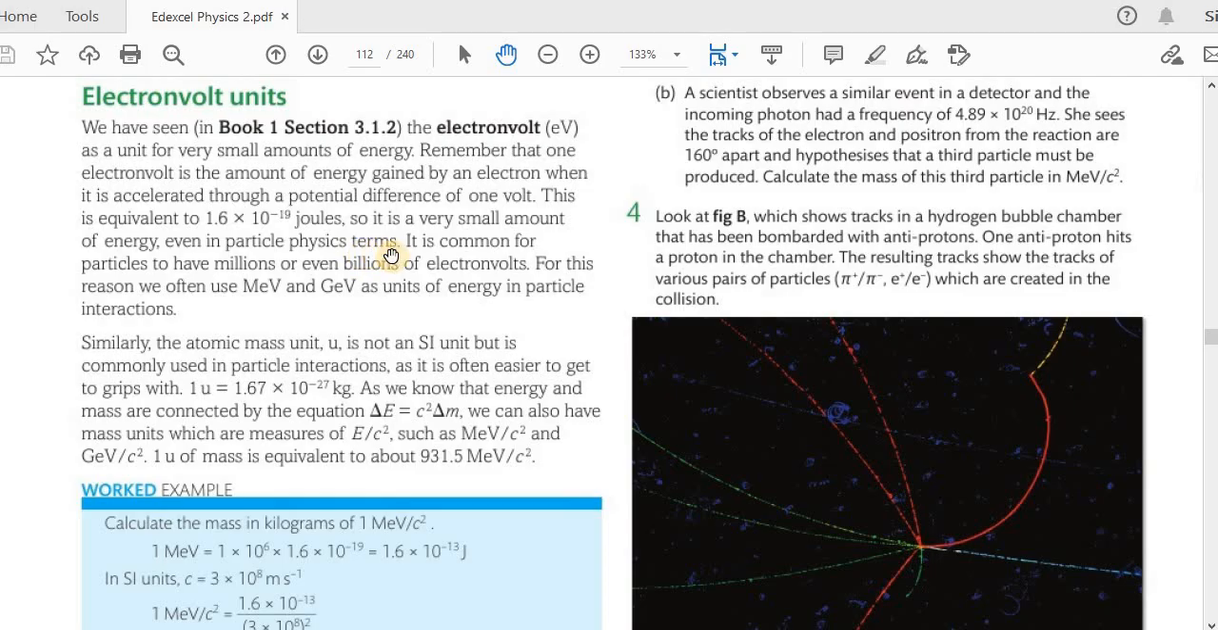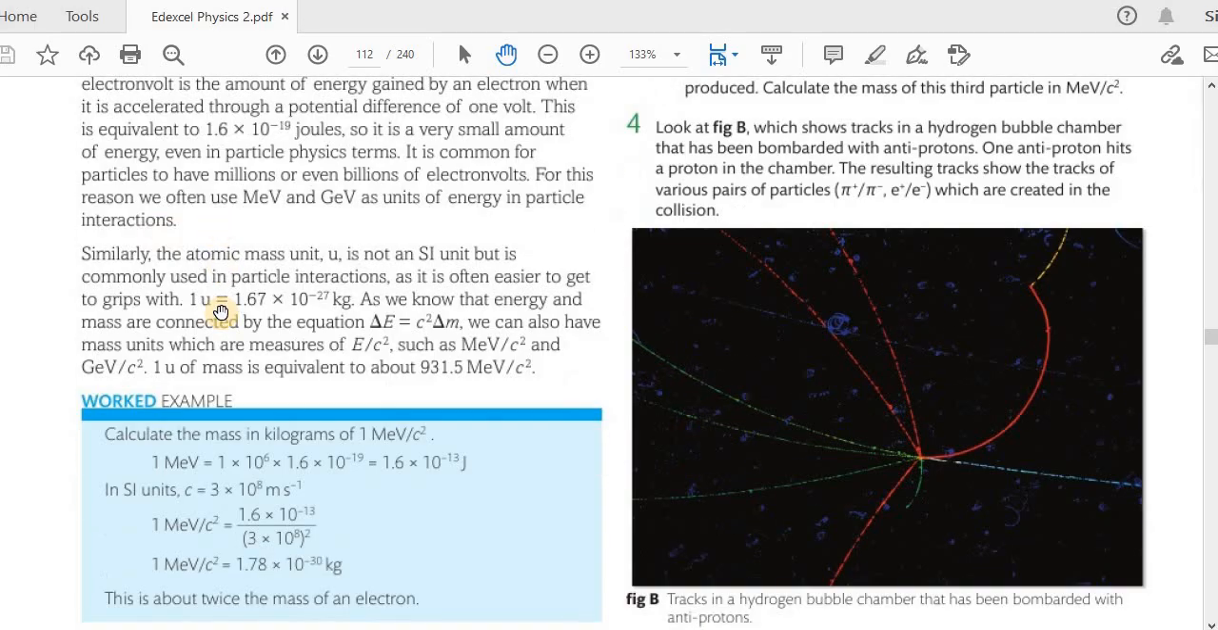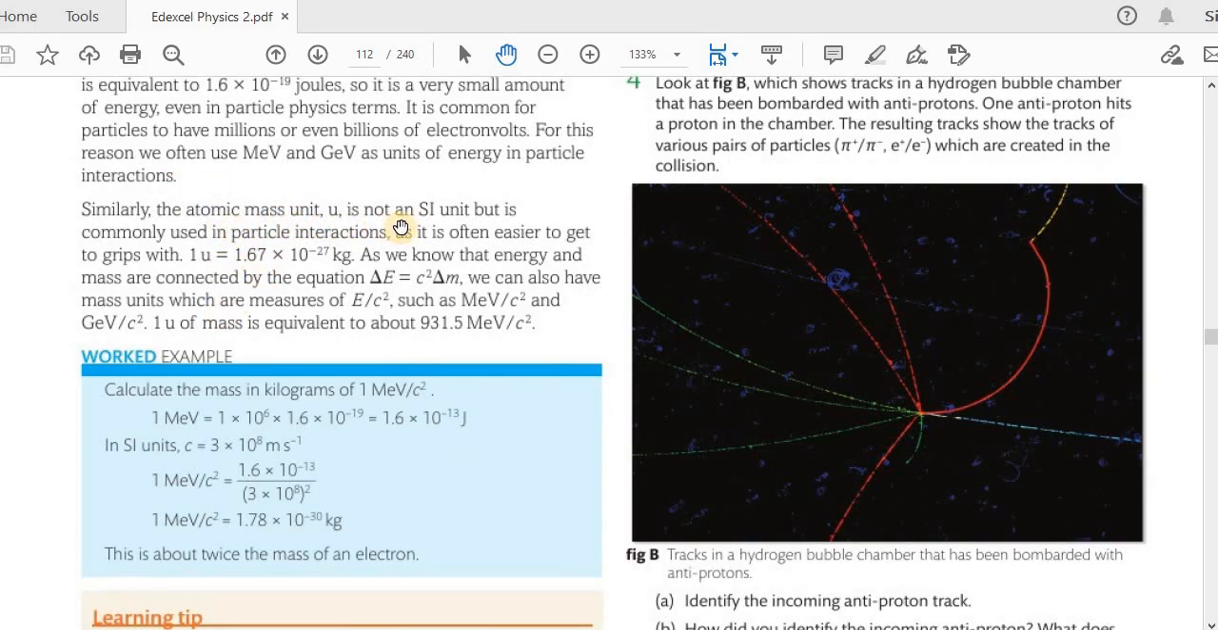Even in particle physics terms, it is common for particles to have millions or even billions of electron volts. For this reason, we often use mega electron volts or giga electron volts. I told you mega is 10^6 or a million. Giga is 10^9, which is a billion. We often use mega electron volts or giga electron volts as units of energy in particle interactions. Similarly, the atomic mass unit u is not an SI unit but is commonly used in particle interactions, as it is often easier to get to grips with. 1 u equals 1.67 × 10^-27 kilograms. Again, in your data sheet, I think this is given.